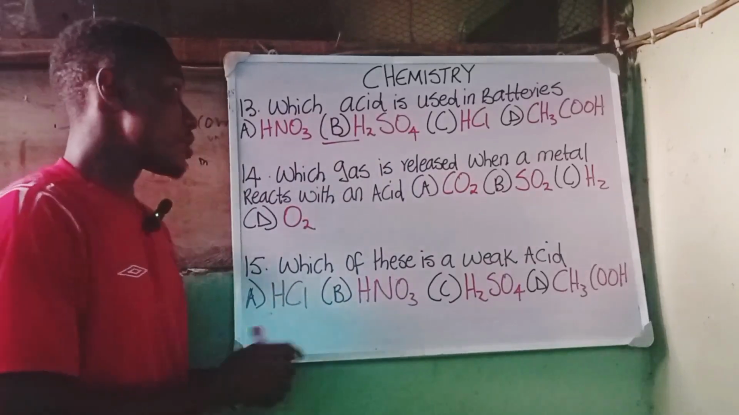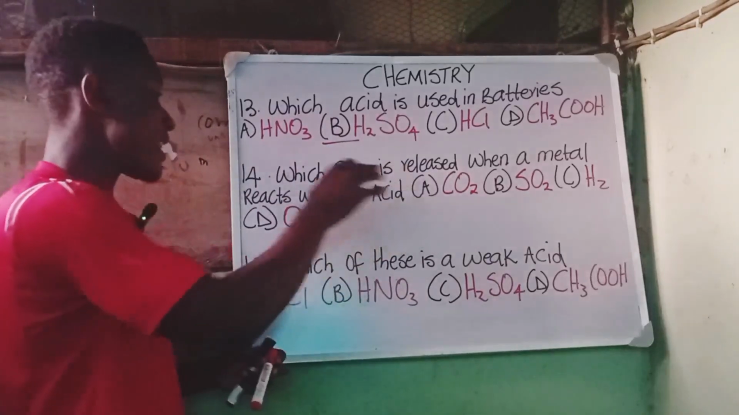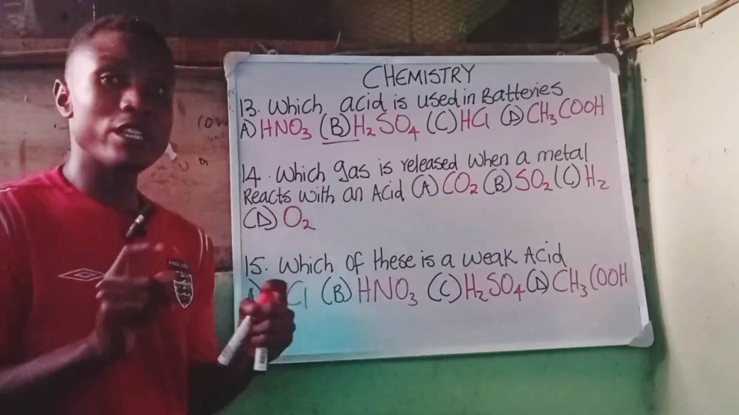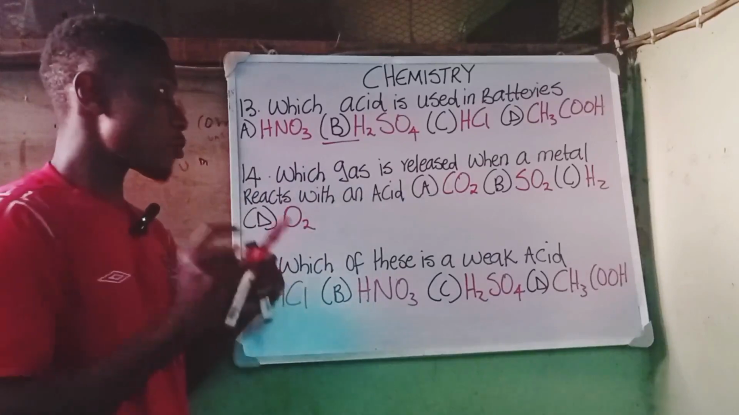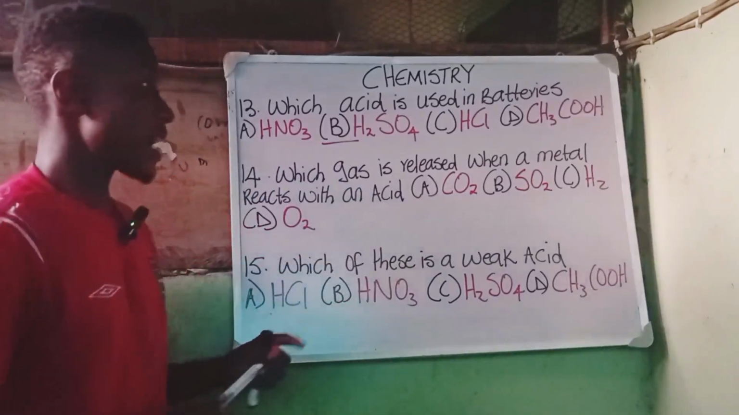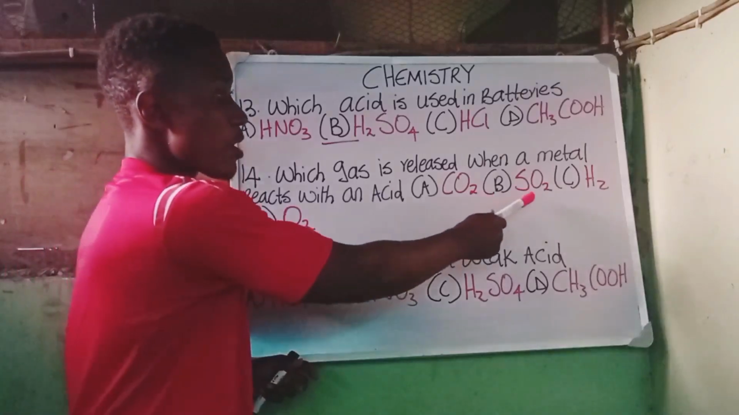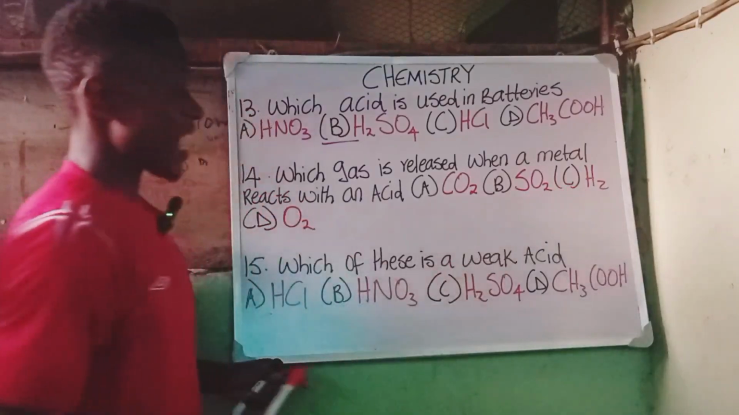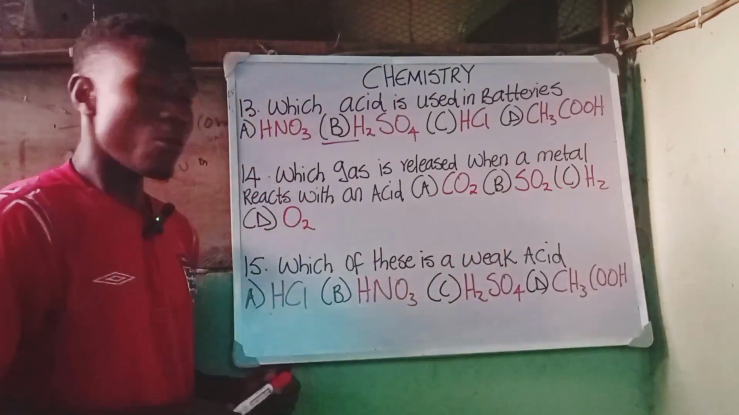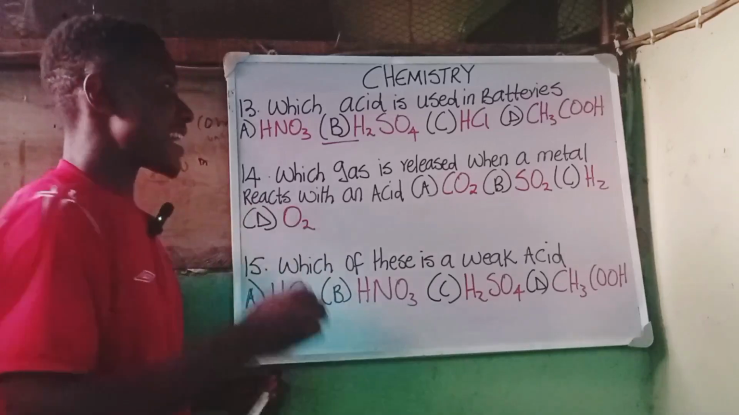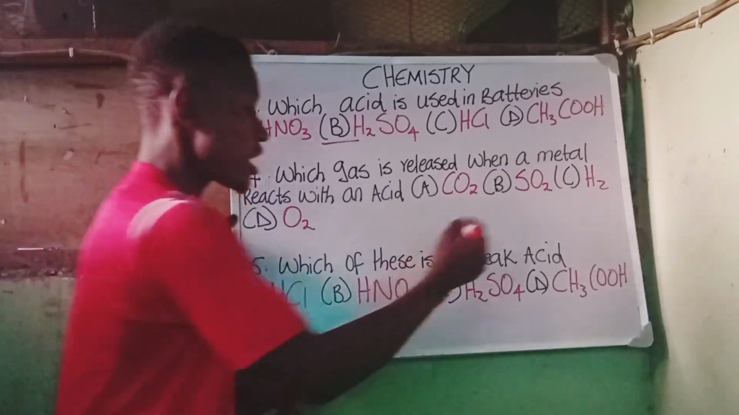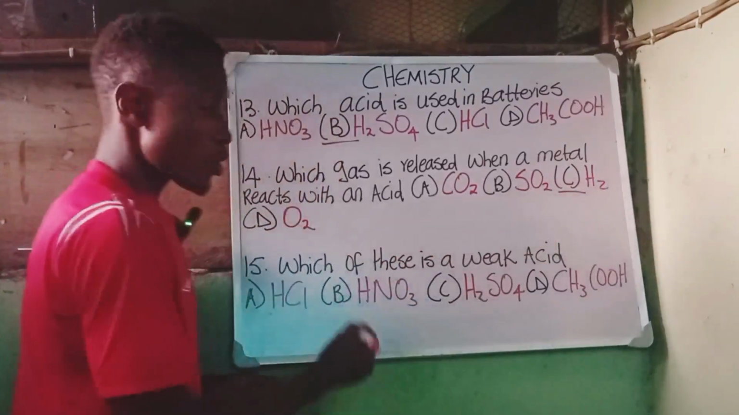We have question number 14. Which gas is released when a metal reacts with an acid? A, we have carbon dioxide. B, we have sulfite. C, we have hydrogen gas. And D, we have oxygen. The gas that is released when a metal reacts with an acid is hydrogen gas.